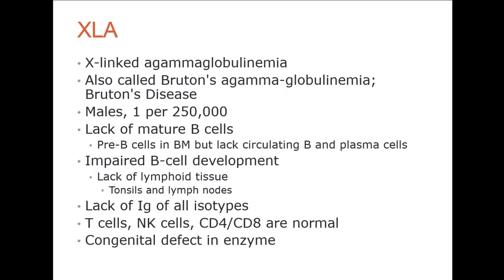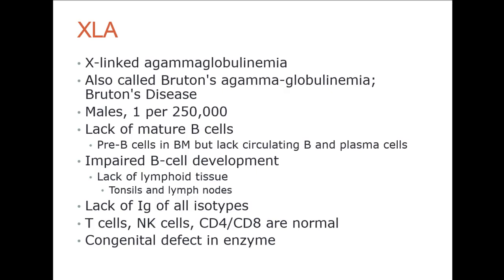The next one is X-linked agammaglobulinemia. So A meaning without, gamma globulins, we talked about that earlier. It's also called Bruton's agammaglobulinemia, or Bruton's disease. This usually occurs in males, about 1 per every 250,000, and we see a lack of mature B cells. Pre-B cells in the bone marrow lack the circulating B and plasma cells. So obviously impaired B cell development.